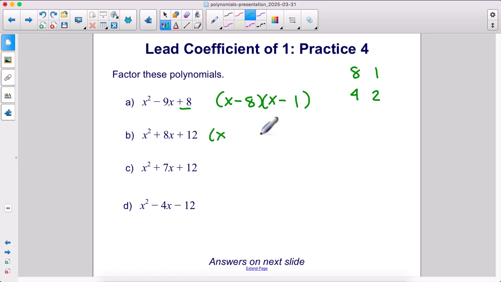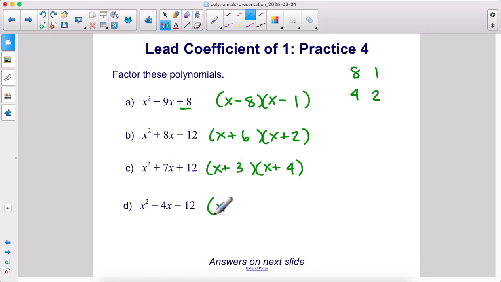x and x. We have a positive number here and there, which means we have two plus signs. Factors of 12 that add up to 8: 6 and 2. 6 times 2 is 12. 6 plus 2 is 8. Next, x and x. They're both plus signs, so these are both plus signs. Factors of 12 that add up to 7: 3 and 4. So 3 times 4 is 12. 3 plus 4 is 7.